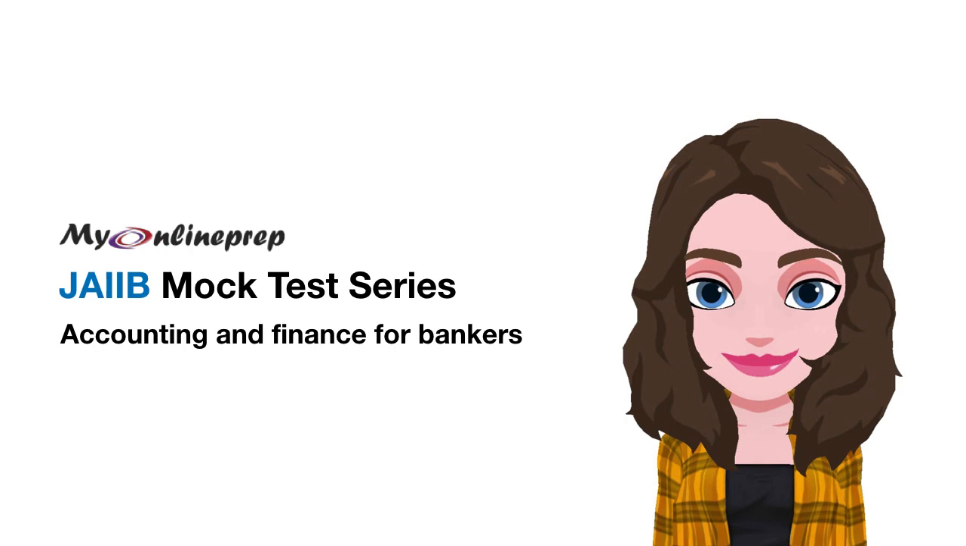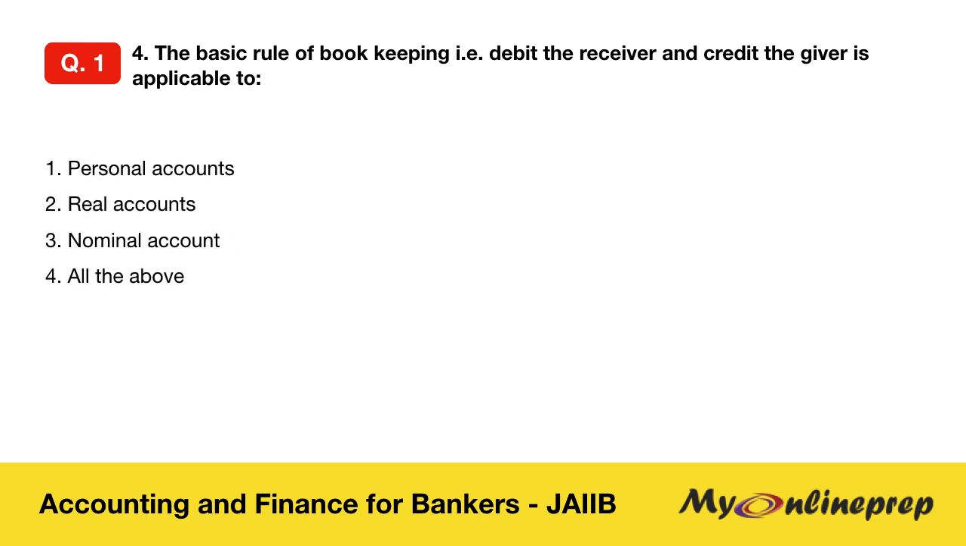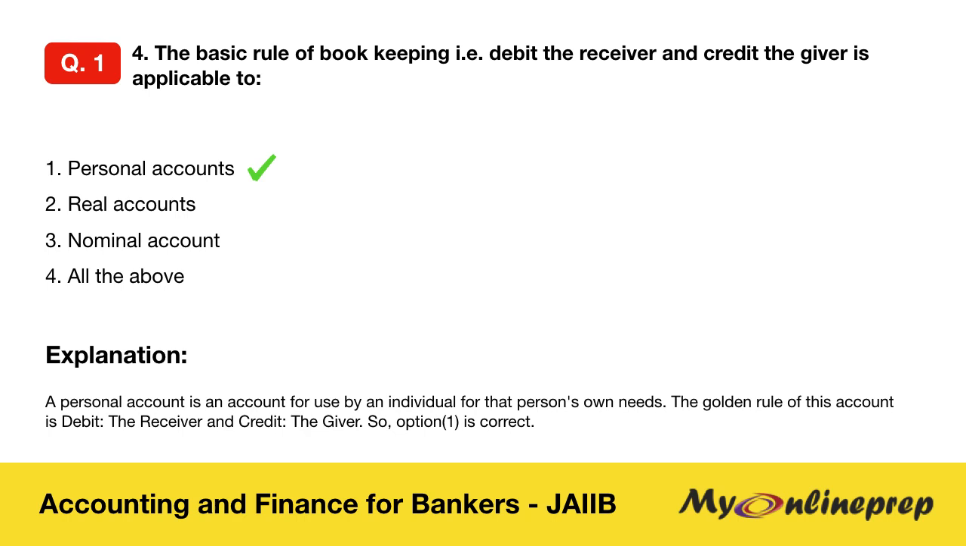So let's get started. Question number 1. The basic rule of bookkeeping, that is debit the receiver and credit the giver, is applicable to which account? Personal account, real account, nominal account, or all of the above? And the answer is personal account. Why? Because a personal account is an account for use by an individual for that person's own needs. And the golden rule of this account is debit the receiver and credit the giver. Okay? Right. Let's move on to next question.